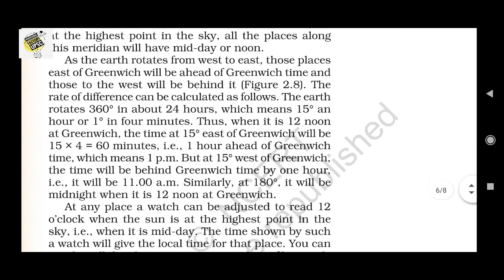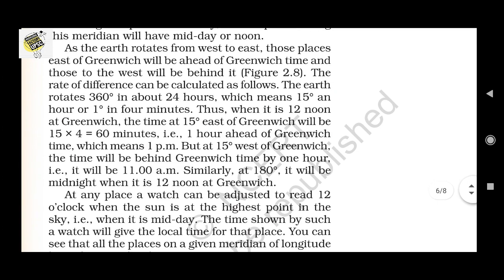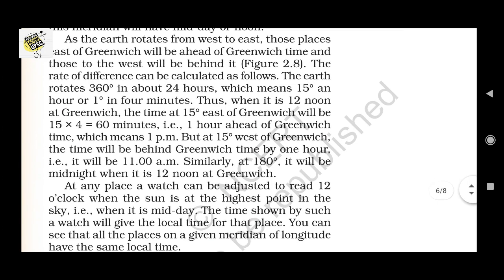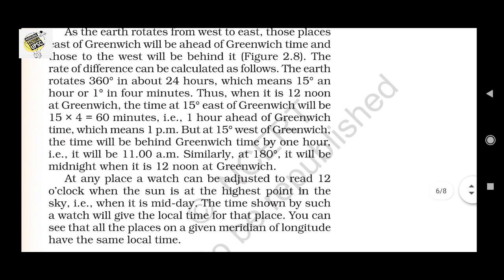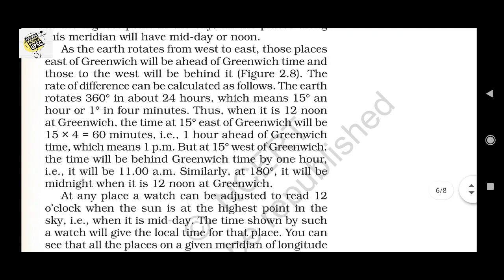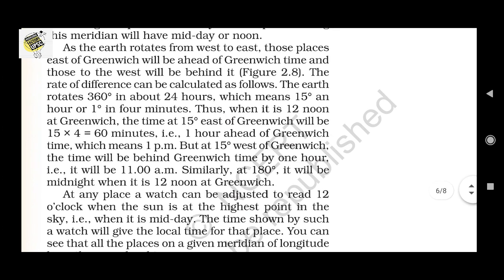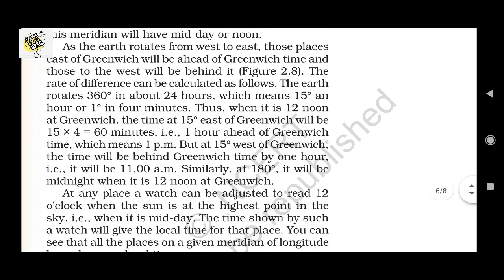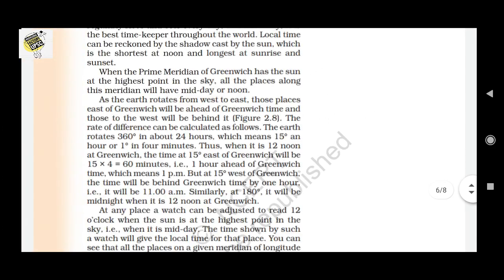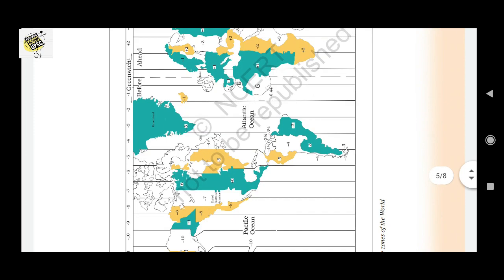As the earth rotates from west to east, those places east of Greenwich will be ahead of the Greenwich time, and those to the west will be behind it. Okay, so as the earth rotates from west to east, those places east of Greenwich will be ahead of the Greenwich time, and those to the west will be behind it. We can come across a simple example which makes this time clear.